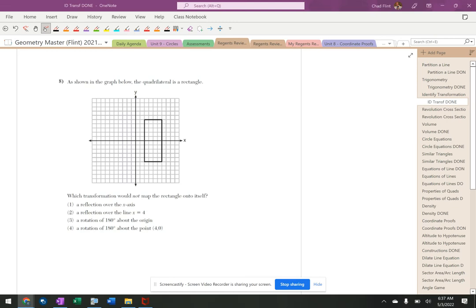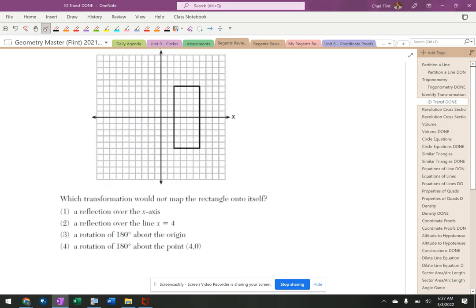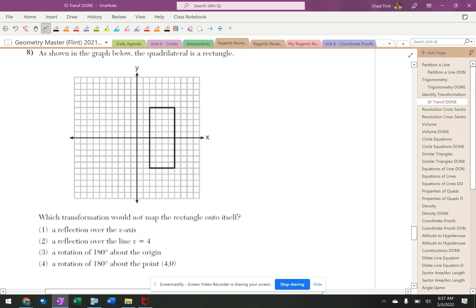So these have become increasingly more popular in terms of questions that get asked on multiple choice. The map onto itself questions. And that just means literally that if you do the transformation, all of the points will line up with the old points. So the shape itself will not move at all.